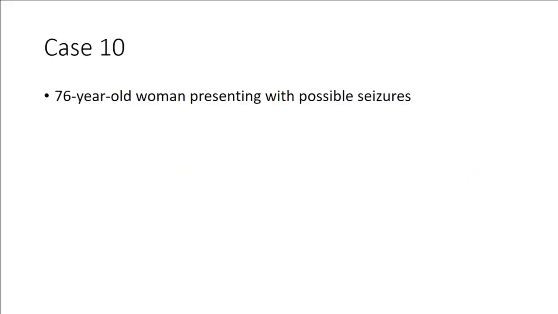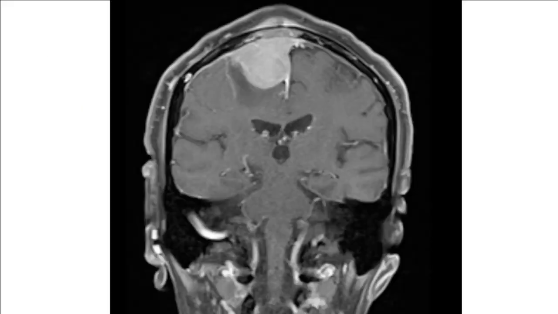Moving into the last case, a 76-year-old woman presenting with possible seizures. And this is your scan. It's a coronal T1 weighted image post contrast, and you can see a well circumscribed mass, extraaxial, meaning outside of the brain, with a very nice dural tail following the falx, a smaller one probably following the convexity, and then you have an extension here through the calvarium into the scalp almost.